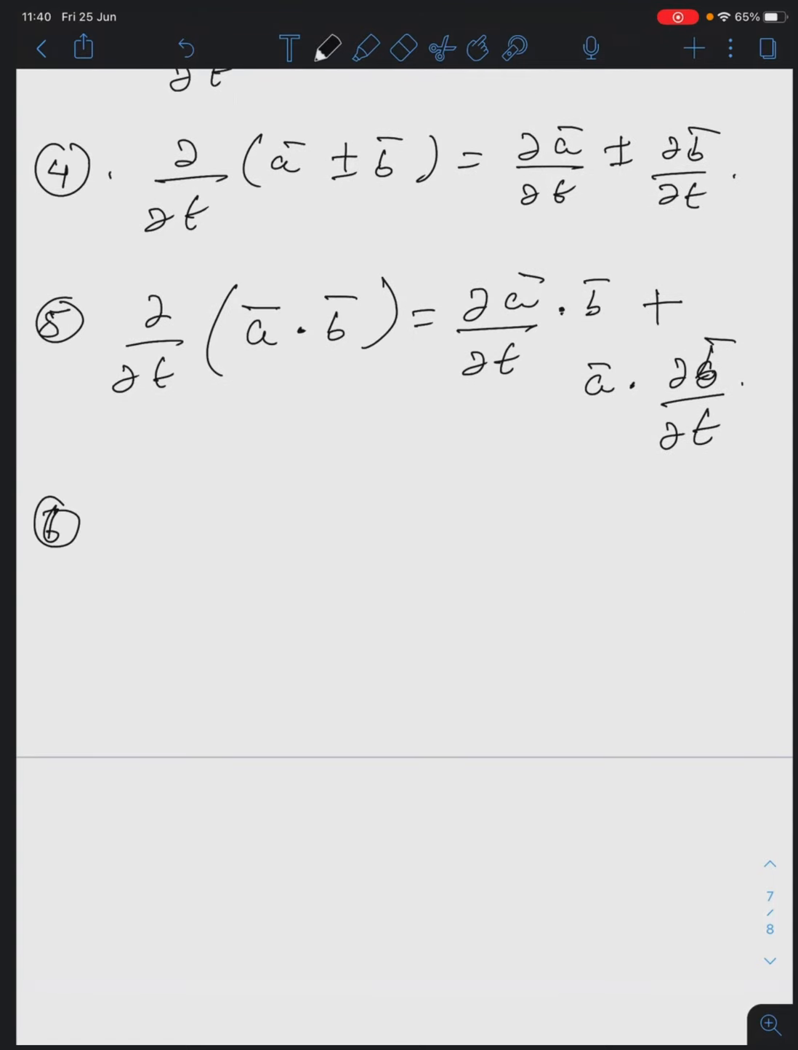Next one, for cross product you will have dou by dou t of a bar cross b bar. So the fifth result, will you get a vector or a scalar? Scalar. Dot product of two vectors is always a scalar. So the fifth one is a scalar value. The derivative you are going to get will be a scalar value. Whereas in the sixth one, you are going to get a vector value.